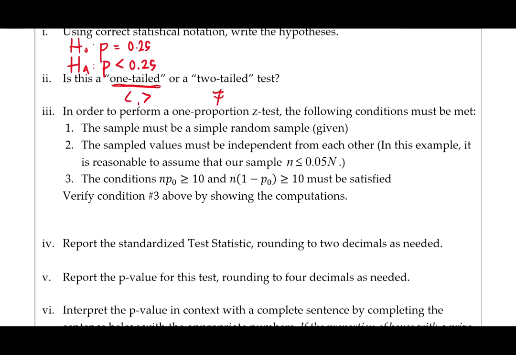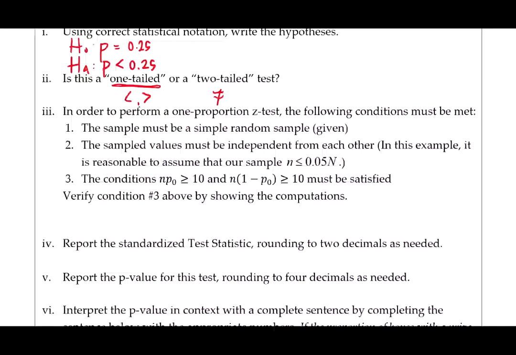The sample must be a simple random sample. That was given to us. The sample values must be independent from each other. We checked that by verifying that the sample size is less than 5% of the population size. We had a sample size of 100 boxes. It's reasonable to assume that that is less than 5% of all the boxes produced by the cereal company.